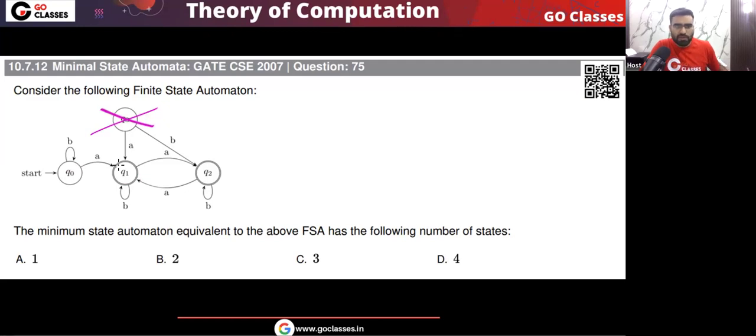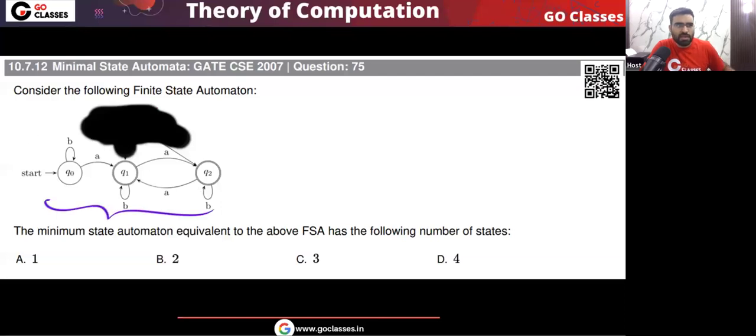Now, because we can remove this unreachable state, I can remove this Q3, and all the transitions from Q3 are also gone. So now this is the finite automata we have. Now this is the DFA that we have. In this DFA, tell me which states are equivalent. Let's find out which states are equivalent.